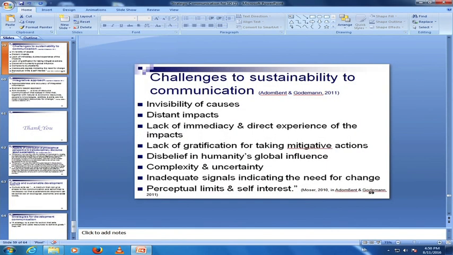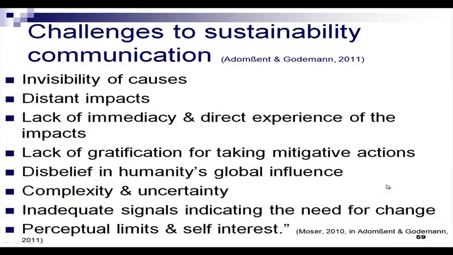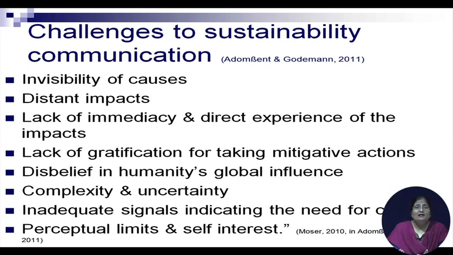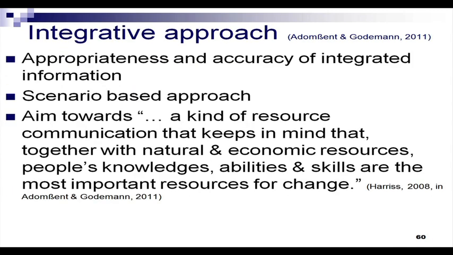So we don't know how what we are doing will affect what it will, or how it will affect what we are doing. So that immediacy is not there. Then lack of gratification for taking mitigative actions. If I do something now, how will it impact what happens in future? Disbelief in humanity's global influence, complexity and uncertainty, inadequate signals indicating the need for change, and perceptual limits and self-interest. Eventually, how will it benefit me? How will it play out? What impact will it have? So all of that contributes to the challenges to sustainability communication.